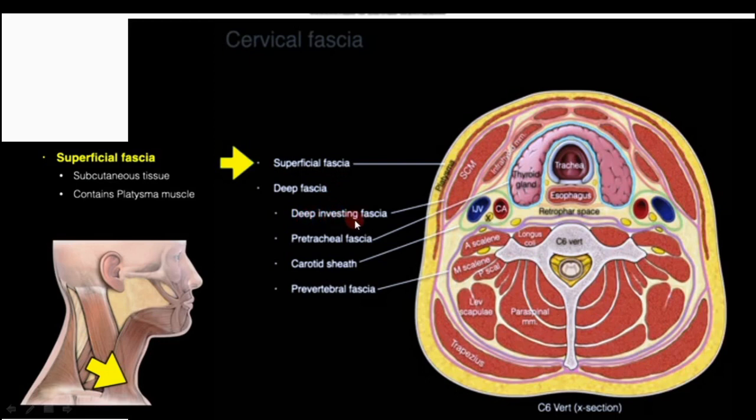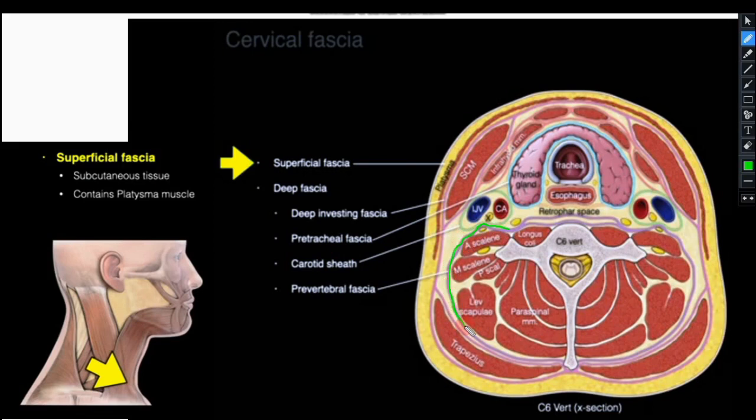We can see different deep fascias enclosing different structures. The deep investing fascia encloses the sternocleidomastoid. Then we see the pretracheal fascia, which encloses the thyroid gland. Then the carotid sheath, and the prevertebral fascia, which I am drawing in green color.